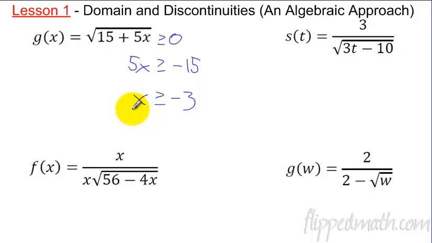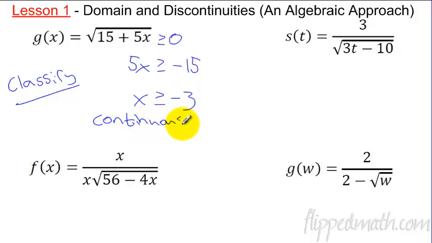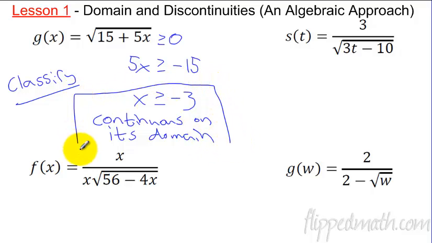Now, if it also said to classify the discontinuities, that's the word I'm looking for here, what type of discontinuity is this? Well, there are no discontinuities. It is continuous on its domain. And that is the entire answer. That is the domain and its classification, the type of discontinuities there are. There are none. That's what this means. All right, let's try this one.